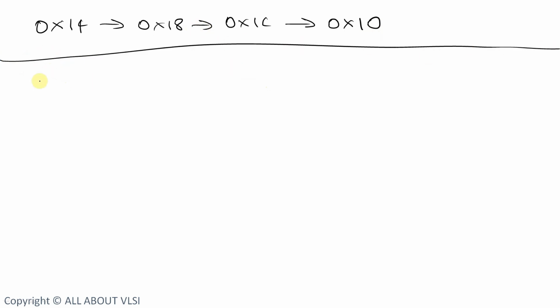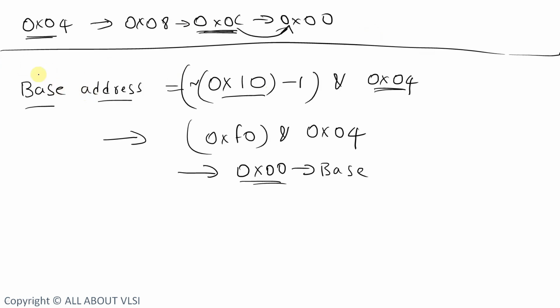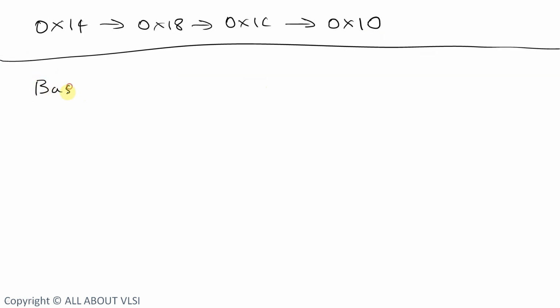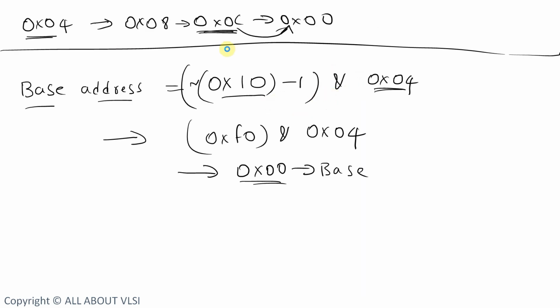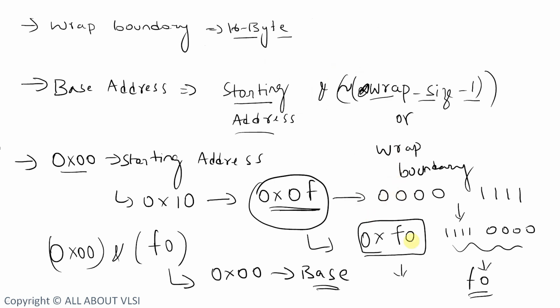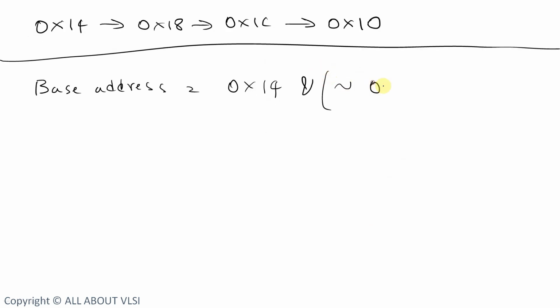Now, if we apply the formula, we are going to get base address equal to starting address, which in this case is 14, bitwise AND operation with the complement of the WRAP boundary. What is the complement we are getting? It is nothing but the same, that is F0. For a 16 byte boundary, this will be the complement which we will get.